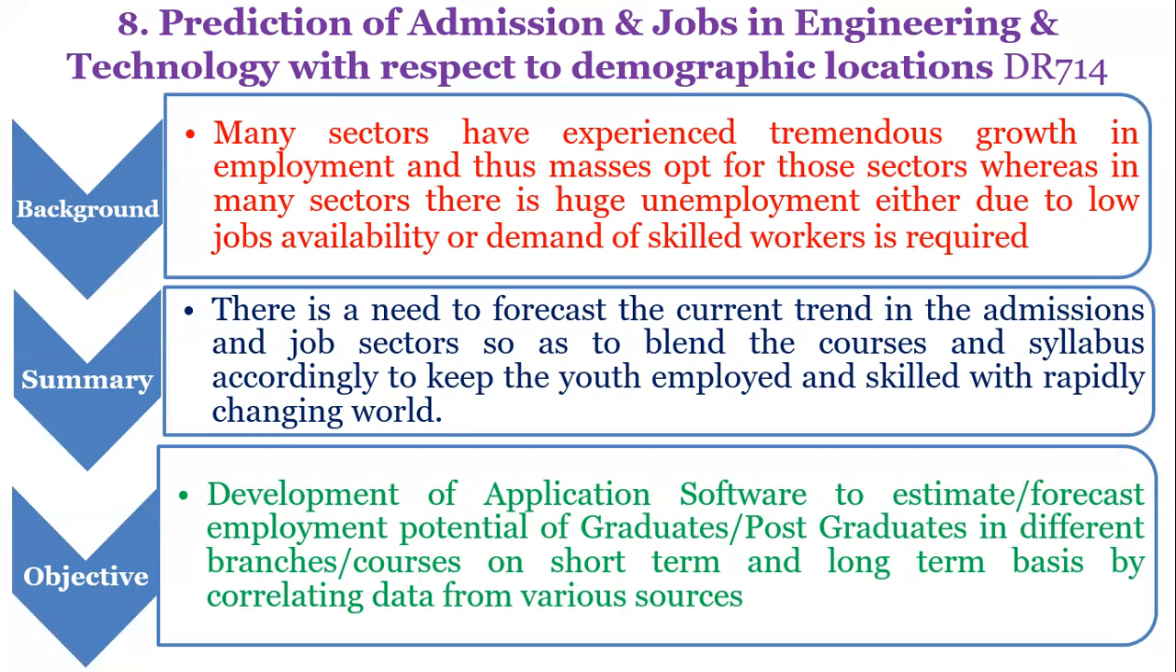However, there is a lack of information on employment potential for the proposed courses. The objective of this problem statement is the development of application software to estimate and forecast employment potential for graduate and postgraduate students in different branches and courses on a short-term and long-term basis, by correlating data from various sources, which could be useful for granting approval along with infrastructure and other facilities.